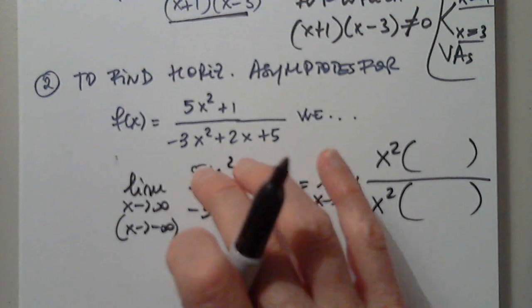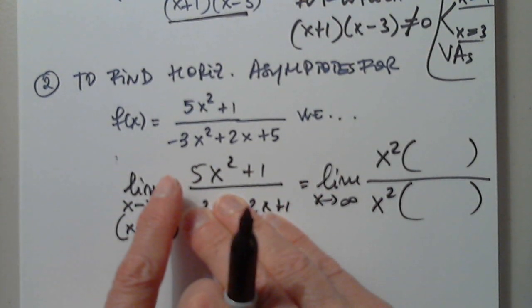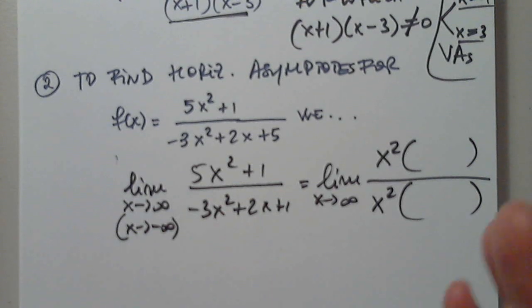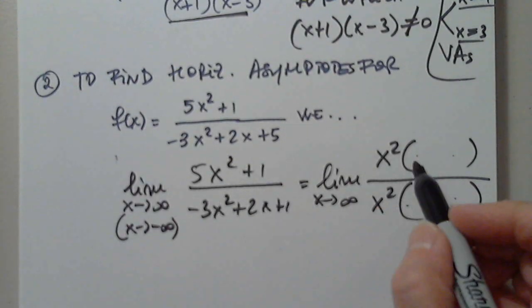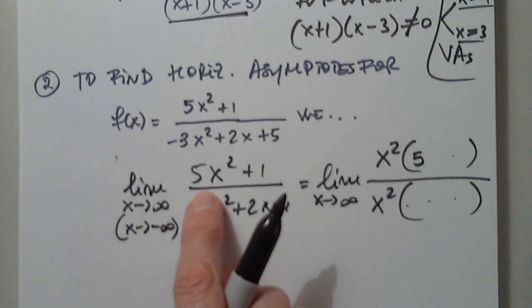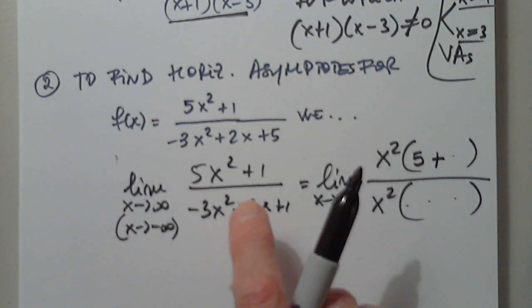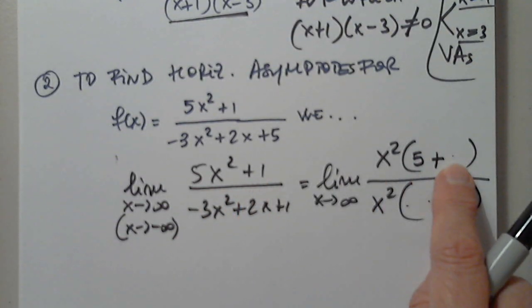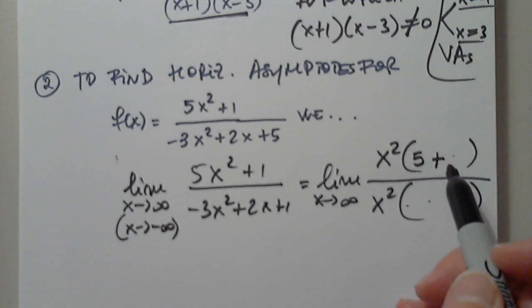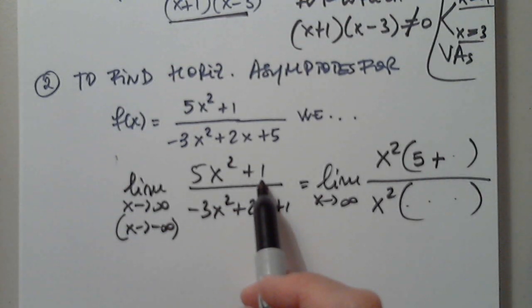It doesn't matter. I do not establish what I factor out in the numerator based on the denominator. No, it just happens that they are the same. Can anyone tell us what we have left inside for the first one, for the top? 5 over -3. So we have 5, because 5 times x squared is 5x squared, and then plus 1. But 1 times x squared will not give us 1.